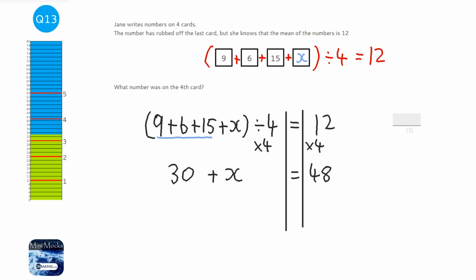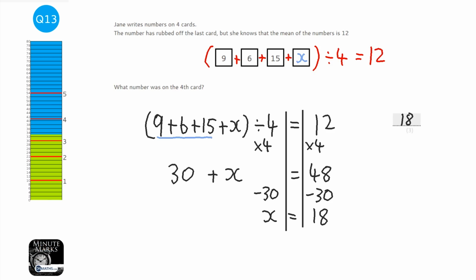Okay, next thing to do is take away that 30. So we've got x equals 18. So I know the answer is 18, but I can check that, just to check whether I've got it right. So 9 plus 6 plus 15 plus 18 is going to be 48. 48 divided by the amount of numbers, which is 4. So 48 divided by 4 is 12.